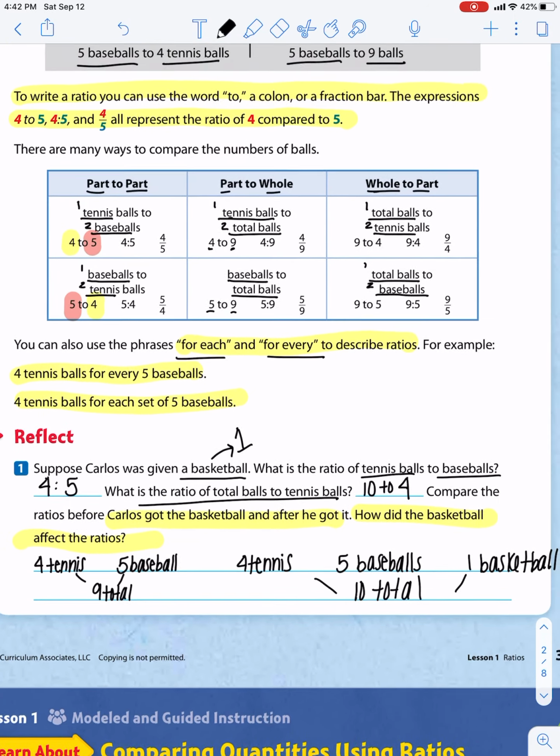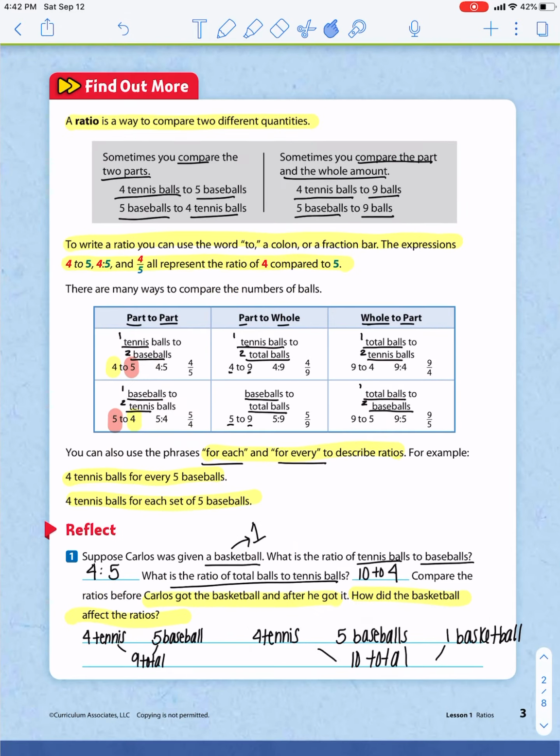Make sure you have all of this written in your notebook and come back for day 2.